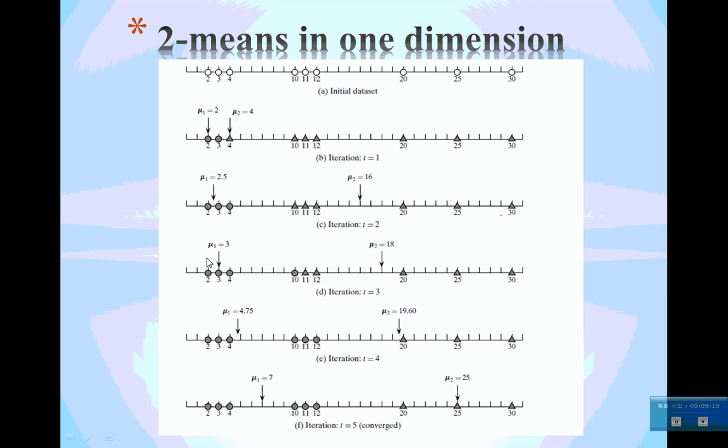Then again we are going to get a new cluster, update the cluster again. This value and this value again means repeated. Then we finally get 7 and 25. And if you repeat again, this value will not change. That's why we stop. It means we finally find these 3 in one cluster, these 6 in one cluster, and these 3 in one cluster. That's the main idea of k-means clustering.